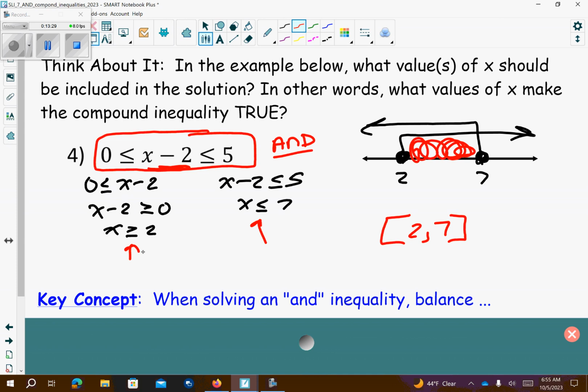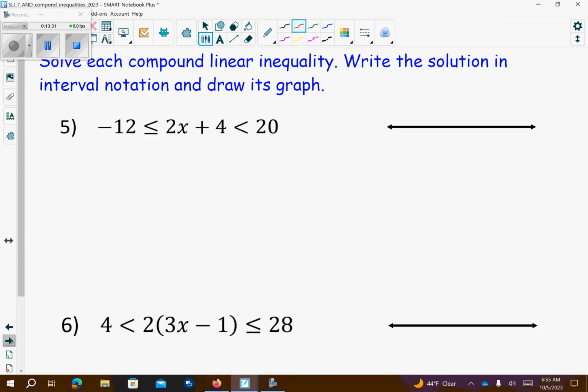Go ahead and turn over to page 92. This is going to be an AND problem, so I'm going to break it down. The middle goes with both parts. Okay, I'm going to flip this first one over, including the sign. Go ahead and solve it.